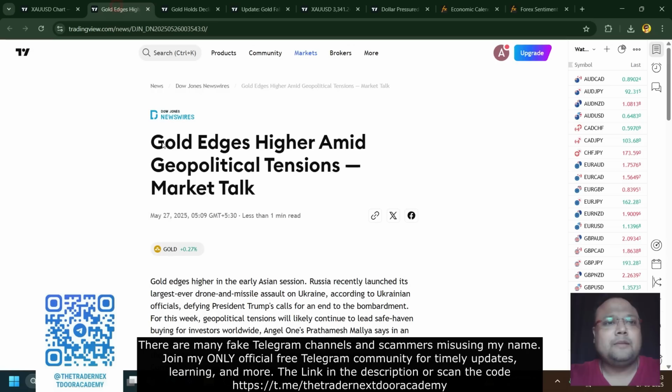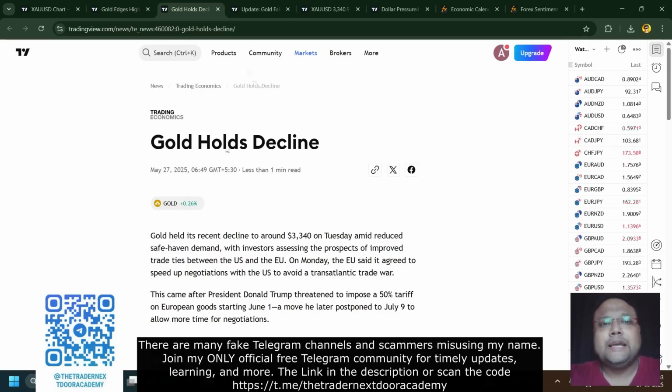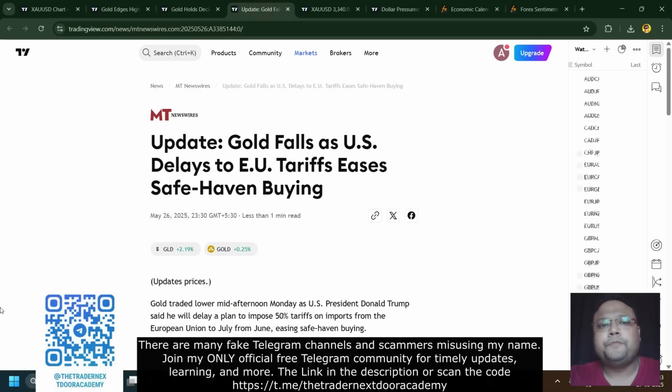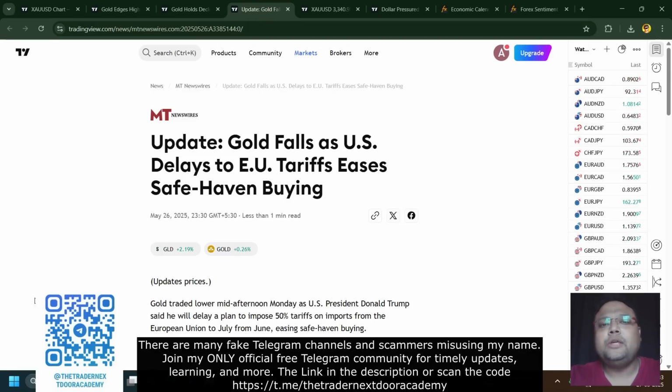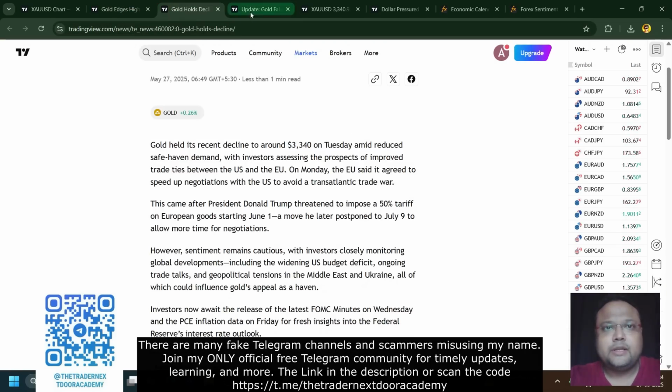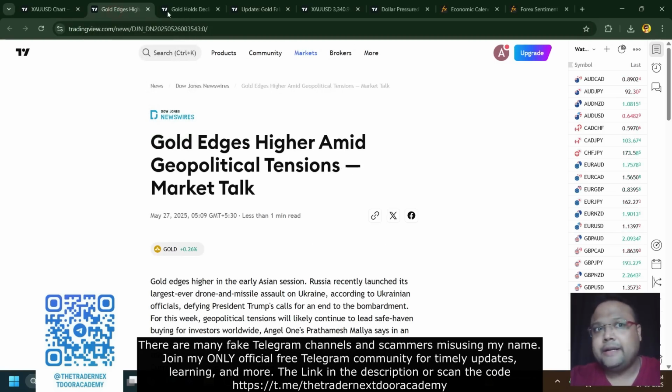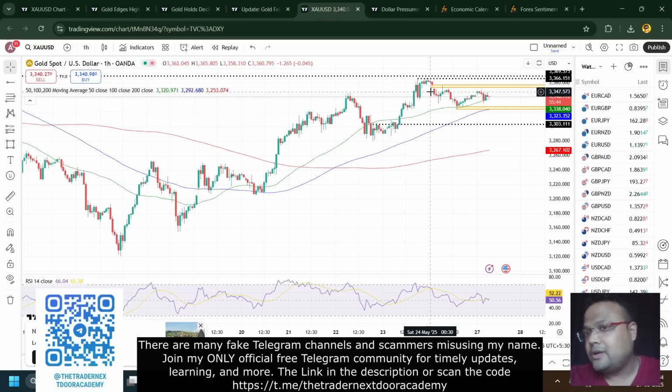And if we look at the market sentiment now, gold edges higher amid geopolitical tension. Gold holds decline. Gold held its recent decline to around 3340 on Tuesday amid reduced safe haven demand, with investors assessing the prospects of improved trade ties between US and the EU. Gold falls as US delays EU tariff, eases safe haven buying. So overall, you can see the news are also a little bit confused. We do not have a clear direction from the news as well. As a result, we can see the chart is struggling for a direction.